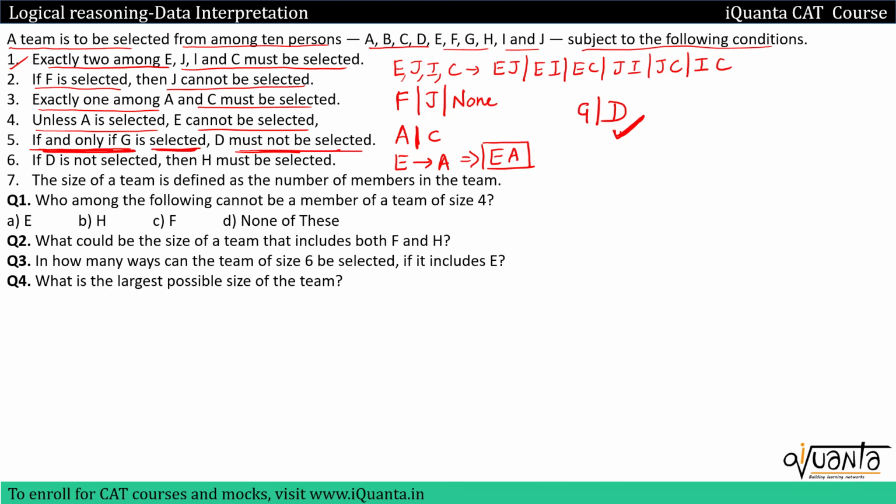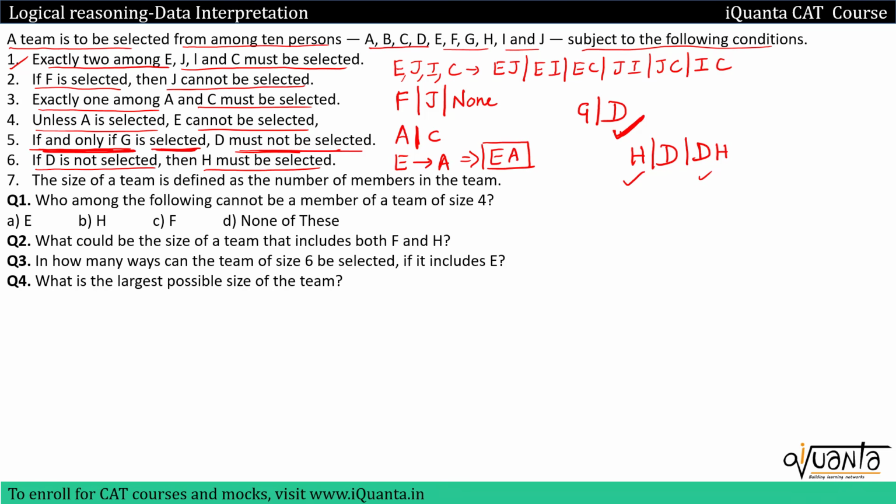Next point is if D is not selected, then H must be selected. So if D is not there in the team, H will be there in the team. Then D can singly be in the team, and D and H can together be in the team. Because if D is not selected, then H will be there, but this doesn't mean that if D is selected, then H will not be selected, okay? So yes, D and H can be in the team together. So that's it with the conditions.